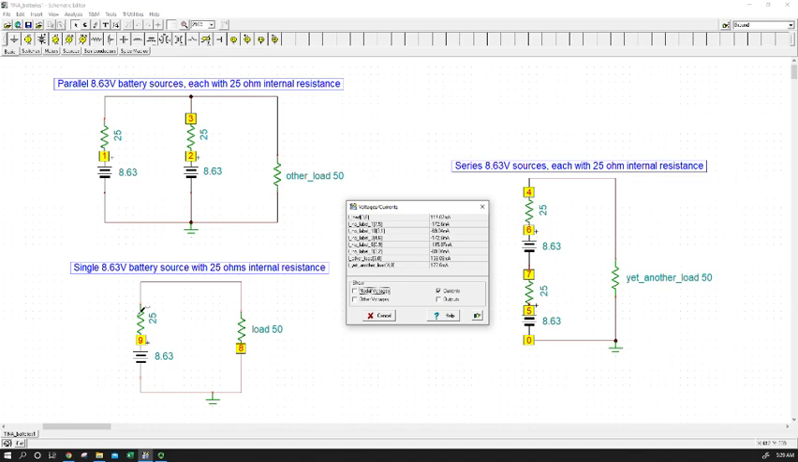So that was a significant hit in the current delivery capabilities of this source because of this 25 ohms of internal resistance. So now remembering that 172.6 milliamps is basically the perfect uninhibited current that we would get with perfect voltage sources, let's look at how much closer we got to that by ganging two of these real imperfect voltage sources in parallel. And we do that by looking at the current through our other load resistor.